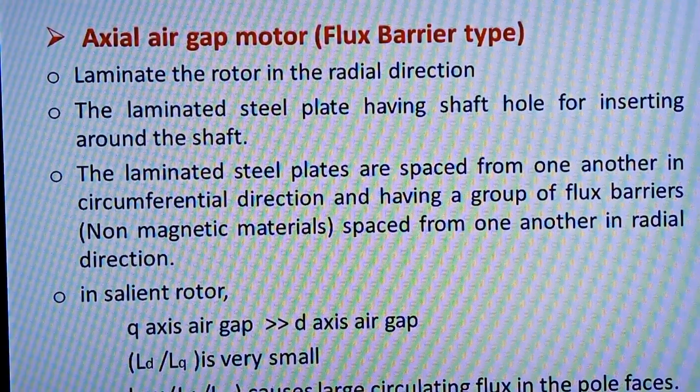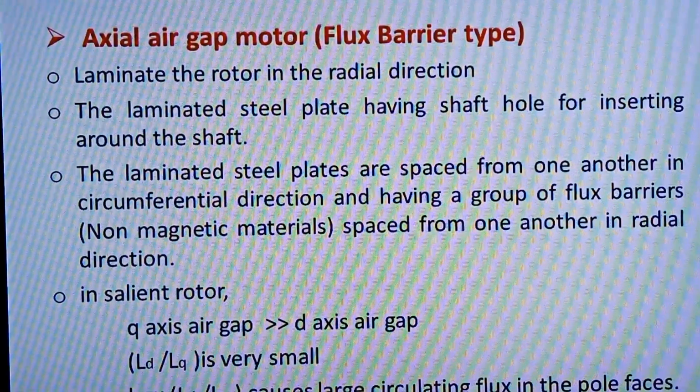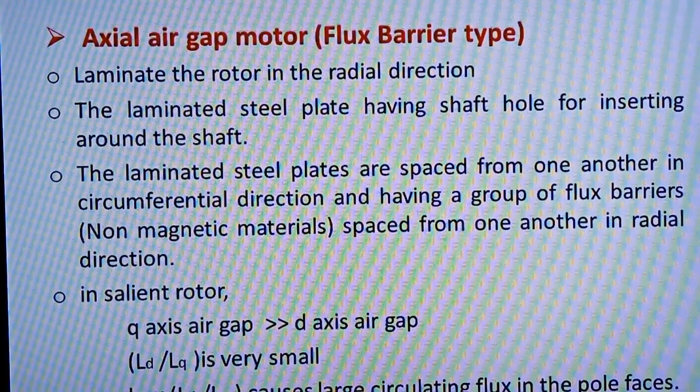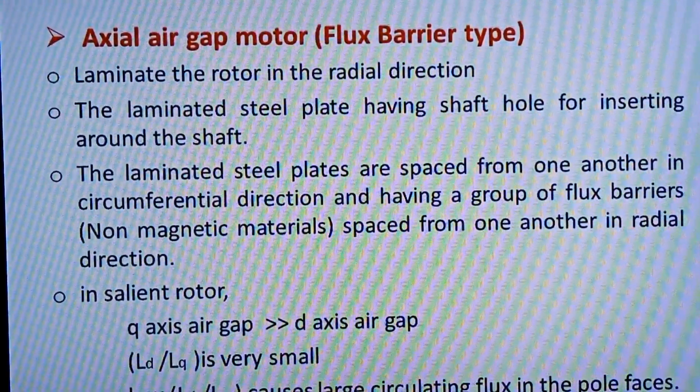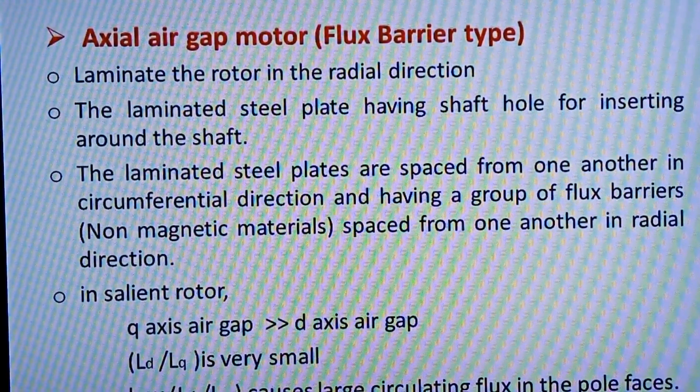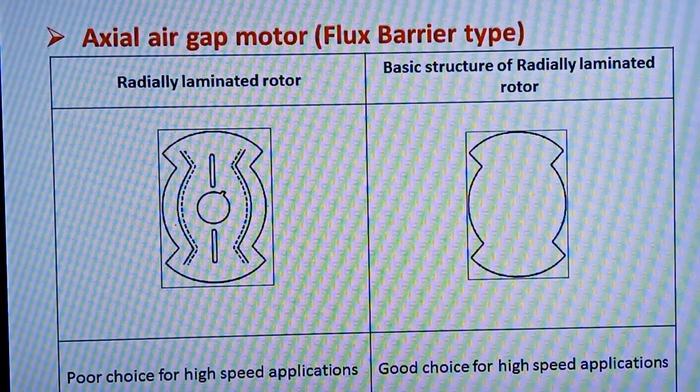Then axial air gap motor with the flux barrier type. In this flux barrier type, the LD/LQ value is very small, as well as the Q axis air gap is much greater than the D axis air gap. So by using this axial air gap motor with flux barrier type, we can improve the circulating fluxes in the pole faces. These are the figures for the axial air gap motor with the flux barrier type.